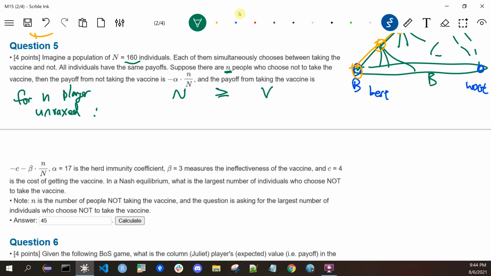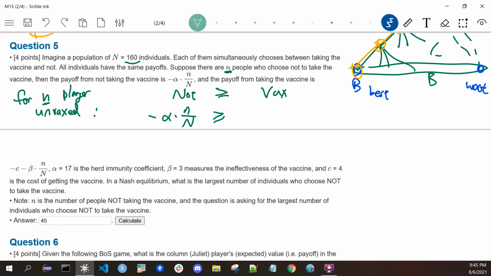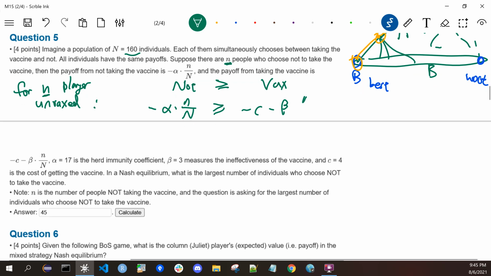I'll use N to say not vaccinated and V to represent vaccinated. If I do not take the vaccine, then I will get payoff or value n over N. And if I take the vaccine, then we're assuming there are n players who are not vaccinated. If I, being one of the unvaccinated people, choose to take the vaccine, then the total number of unvaccinated people would decrease by 1. So the value here is actually not this thing. It's n minus 1.